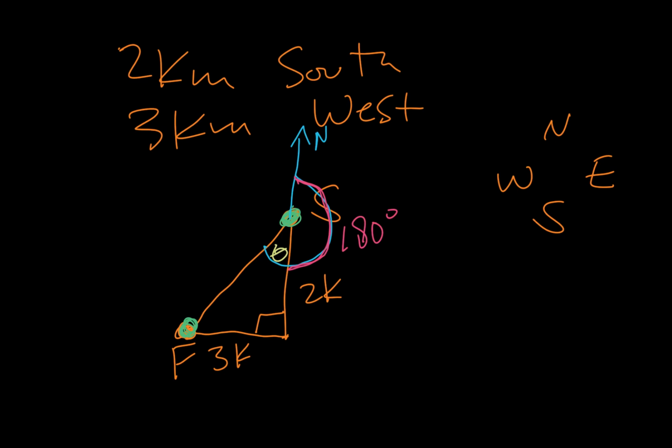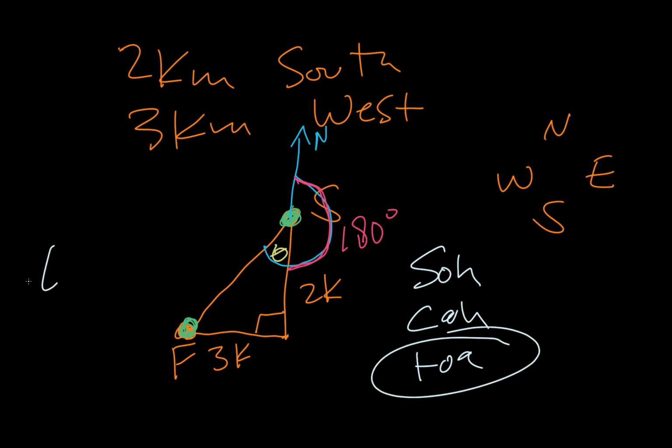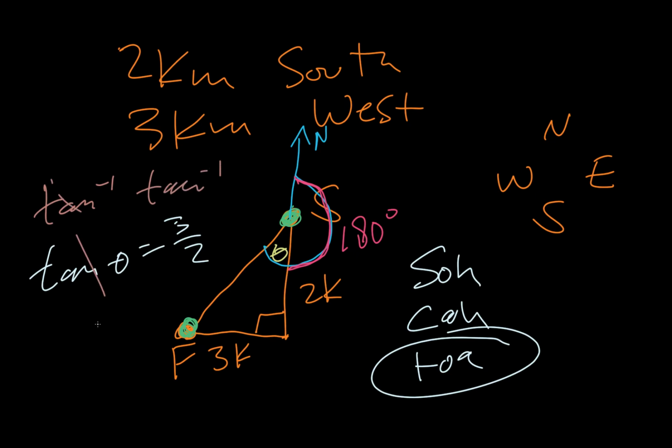Luckily, we have right-angled trigonometry that we can fall back on, or SOHCAHTOA. And we have opposite and adjacent, so that's a tangent. So we can say tangent theta equals opposite over adjacent. We use inverse trig, so inverse tangent, those cancel. And we're left with theta equals the inverse tangent of 3/2. We go to our calculator.